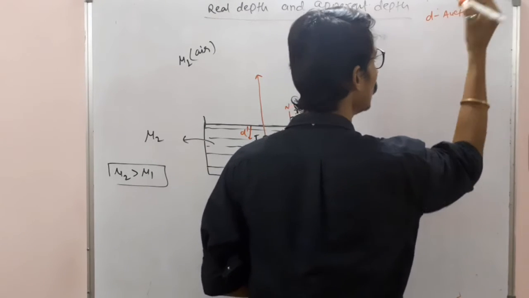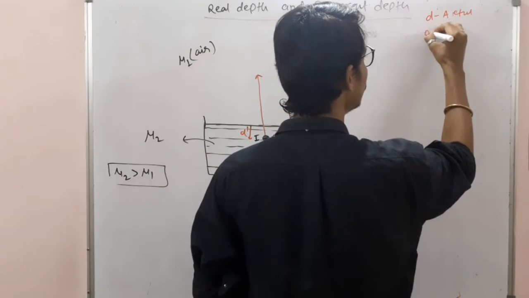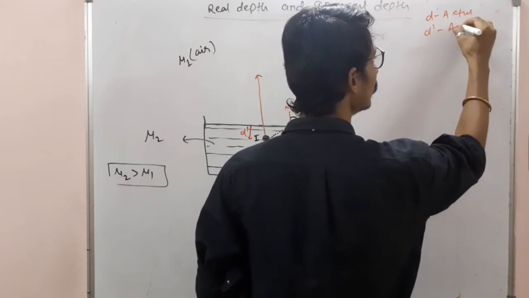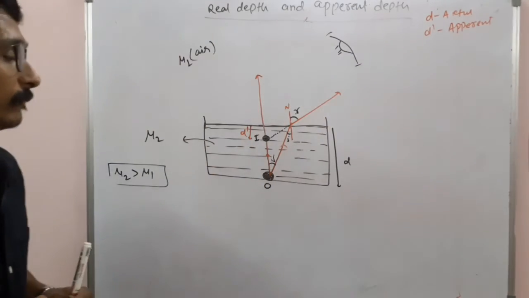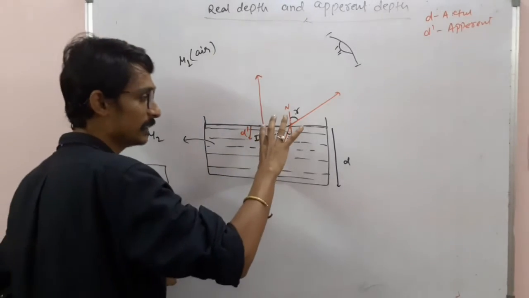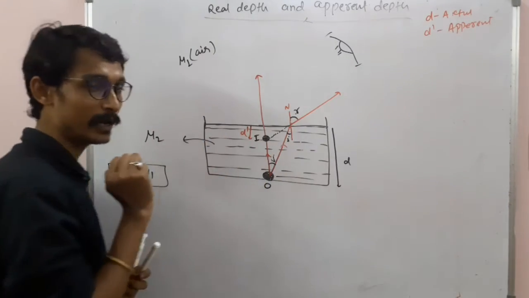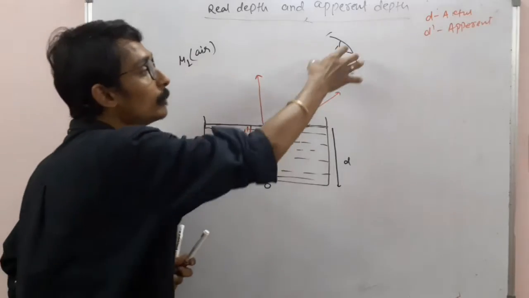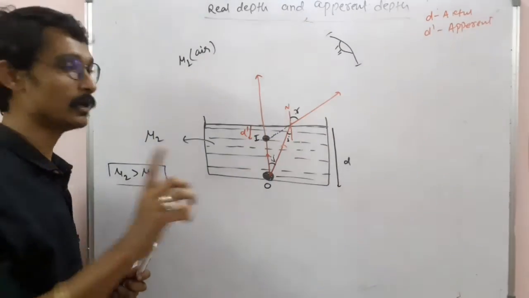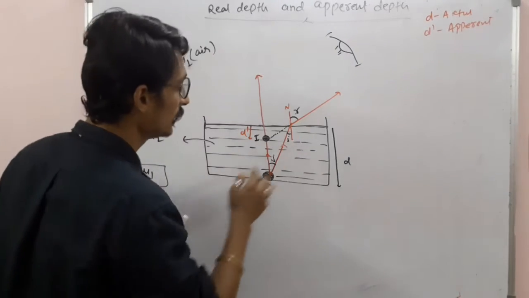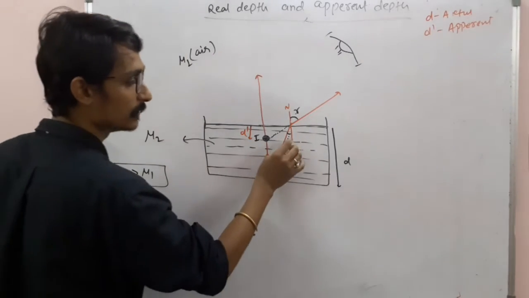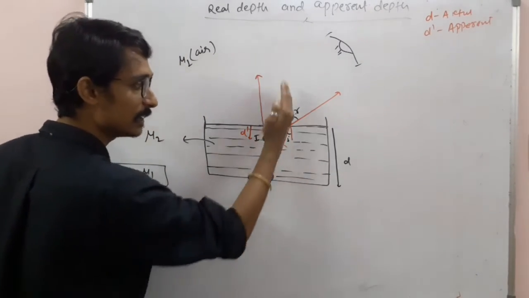This is the actual depth, and d dash I am considering as the apparent depth. So this is the apparent depth. You can see here, this is D, the actual depth, and this is the apparent depth. So this depth will appear to the observer, not this one. Clear now?